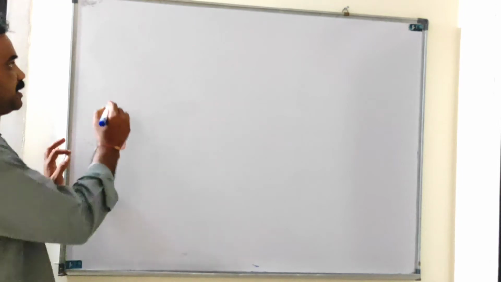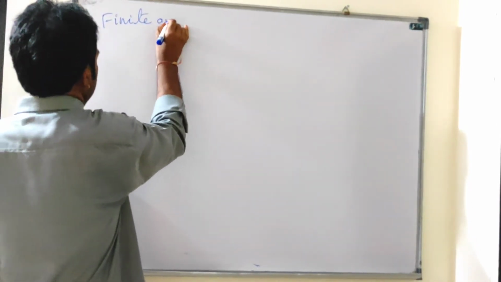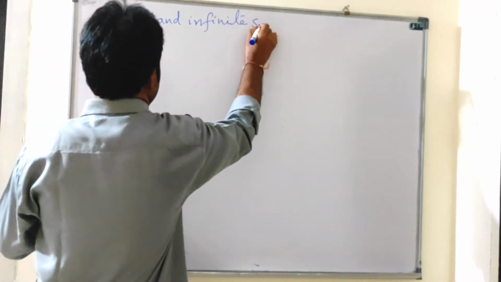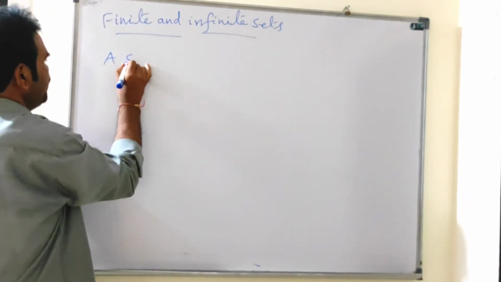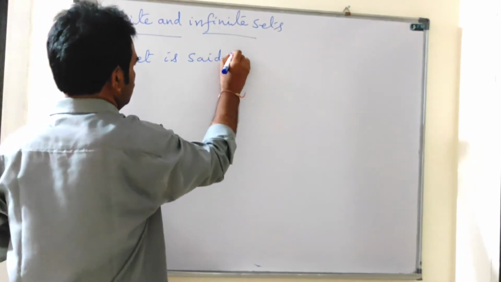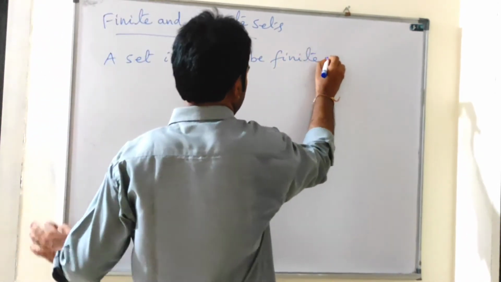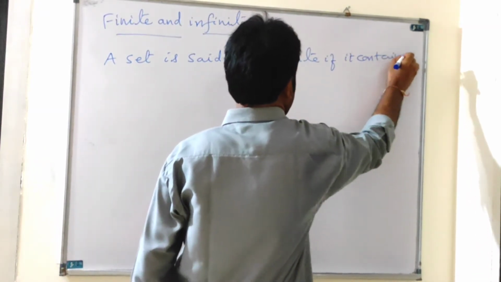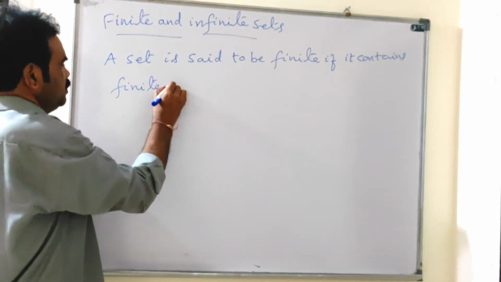Next, finite and infinite sets. A set is said to be finite if it contains a finite number of elements.